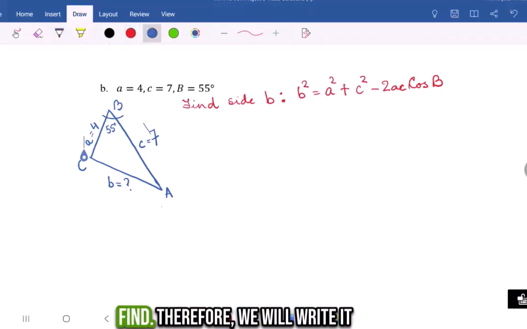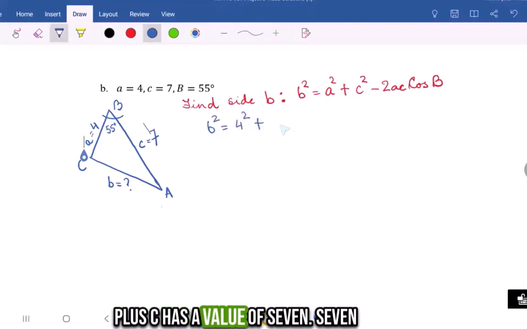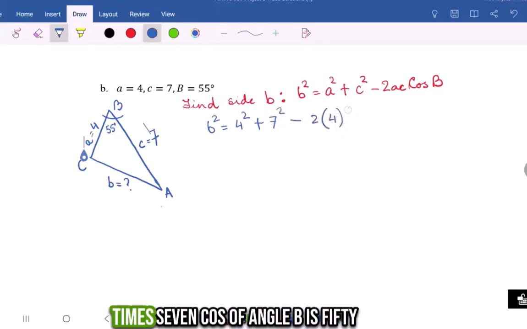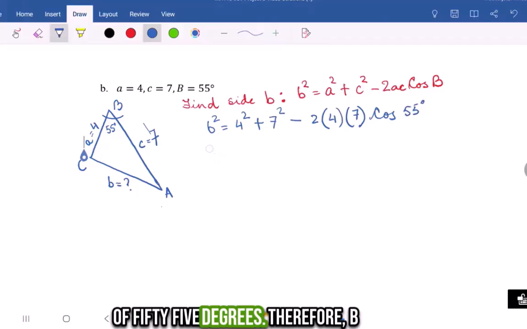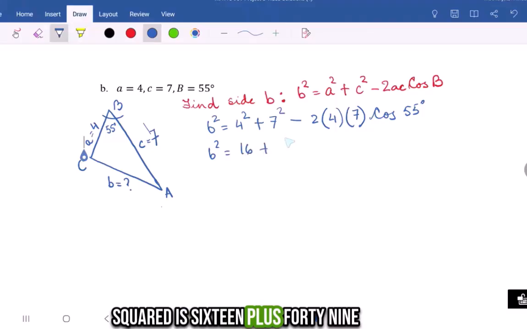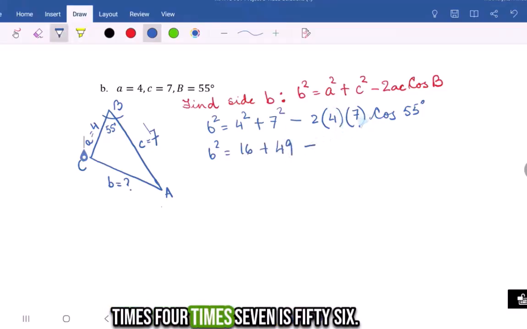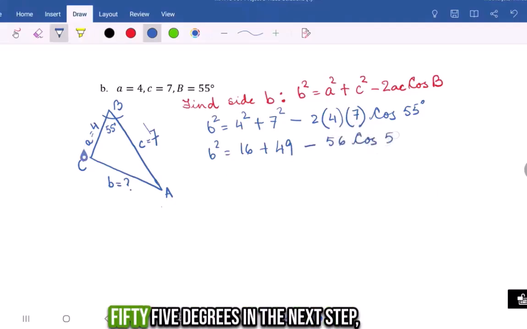We will plug in the values correctly over here. B is what we need to find, therefore we will write it as B squared equals, A has a value of 4, therefore 4 squared plus C has a value of 7, 7 squared minus 2 times 4 times 7 times cos of angle B, which is 55 degrees. Let's write that, cos of 55 degrees. Therefore, B squared will be equal to 4 squared is 16 plus 49 from 7 squared minus 2 times 4 times 7 is 56. Therefore, 56 times cos of 55 degrees.